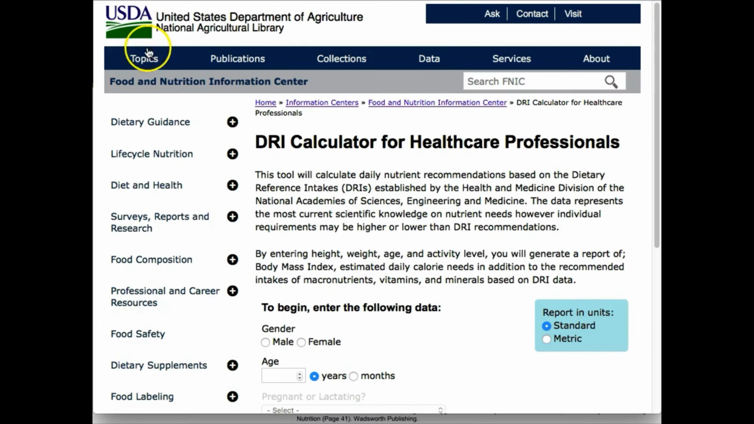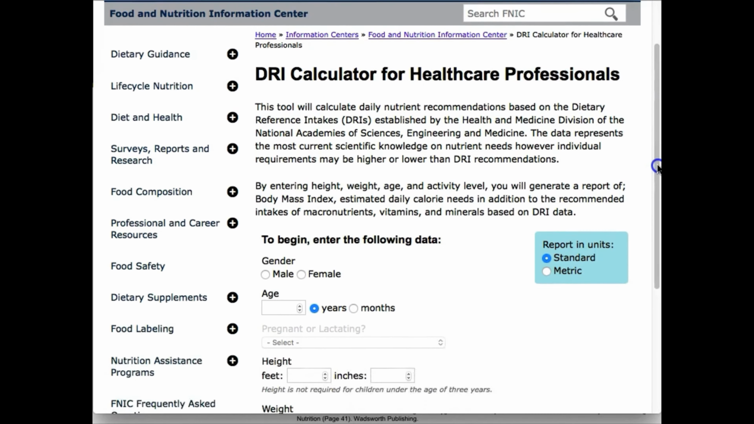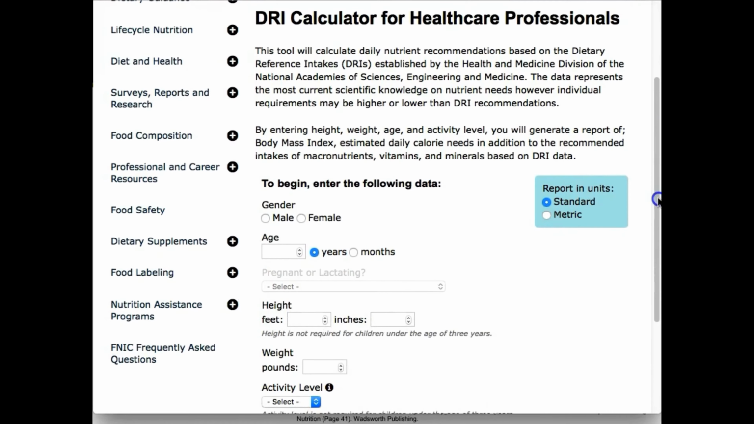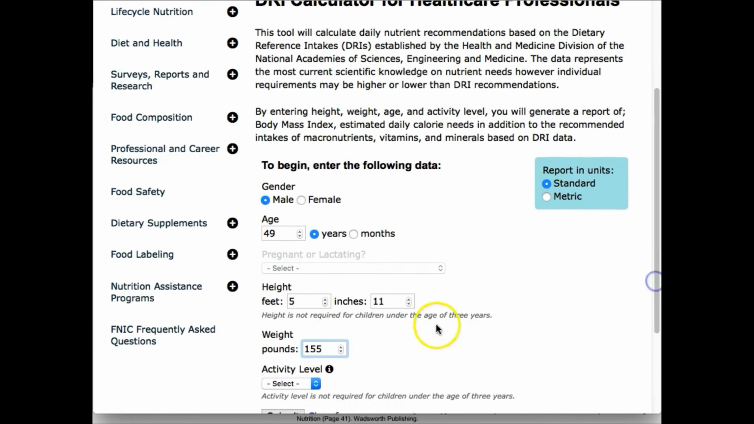Here I have the USDA DRI calculator. At the DRI calculator, you'll be asked a variety of questions. The first is your gender, I'm male. The next is your age, I'm 49 years old. Next is your height, I am 5 feet, 11 inches tall. The next is your weight in pounds. I weigh 155 pounds. And lastly, you'll be asked your activity level. My activity level for this exercise, I'm going to place at low active.